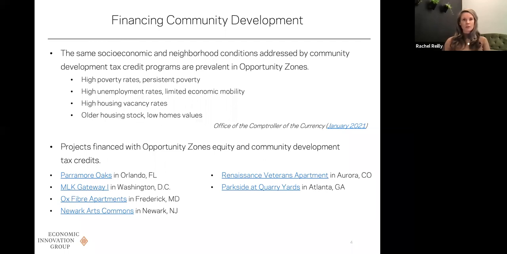We also wanted to include examples of where this type of activity has been successful, and we have listed a few here. We'll go into some of these examples, but in noting them, I want to say that there are a number of other projects that have received OZ financing alongside tax credit deals. These are just meant to be illustrative, and we'll continue to add to this list in the activity map as we go along. Next slide.